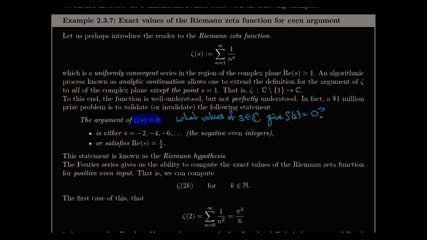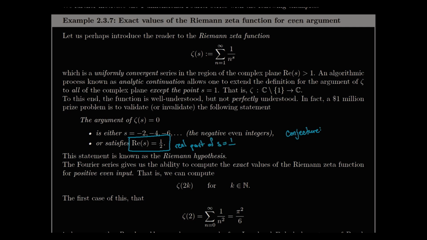Super open problem. What we do know is that all of the negative even numbers give us 0. But we don't know that this is the conjecture: that every case of non-negative even numbers being 0, every other case of 0 satisfies that the real part of s is equal to 1/2. Okay, so we don't know that this is true, but we know it's true for a very large collection of zeros. And in fact, every 0 we've ever found makes this true. So this statement is known as the Riemann hypothesis, but nobody's been able to prove that it's necessarily true.